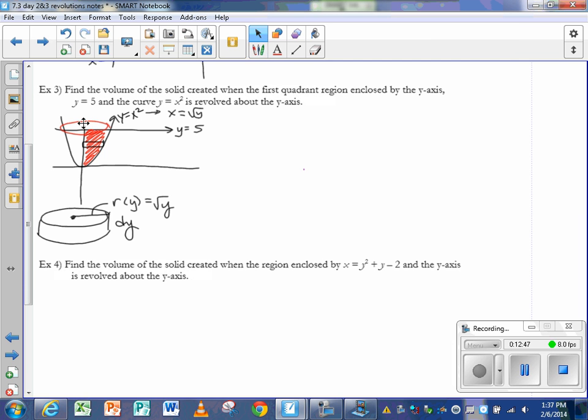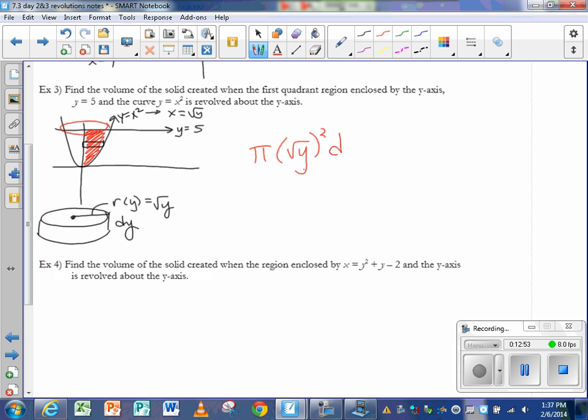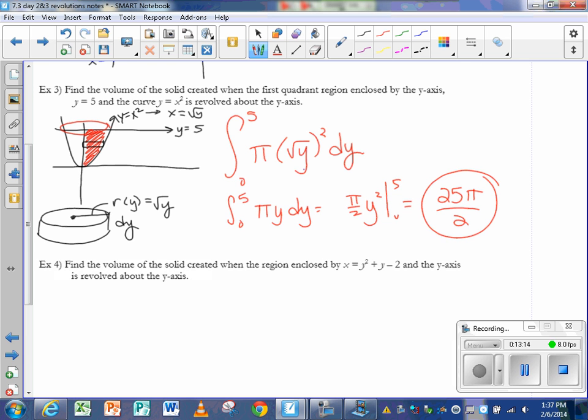So the volume of the resulting solid is going to be pi r squared h from 0 to 5, because those are my y bounds. And this one I can do by hand. So this is going to be the integral from 0 to 5 of pi times y dy, which is going to be pi over 2 y squared, from 0 to 5, which is going to be 25 pi over 2, technically minus 0.